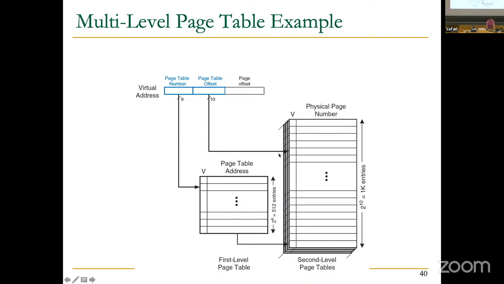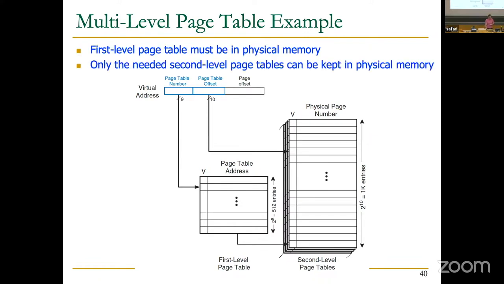And this is your index into that page table. Each of these page tables is 1K entries, as you can see, but you have many of these page tables. You can calculate how many you have, I'm not going to do that right now. So the first level page table must be in physical memory. Only the needed second level page tables can be kept in physical memory.